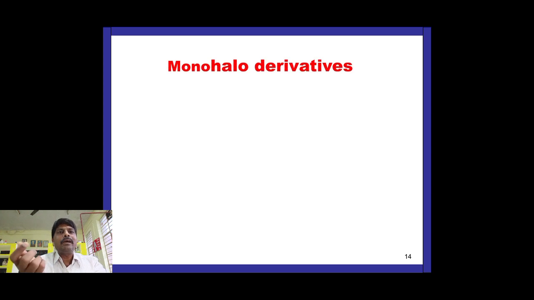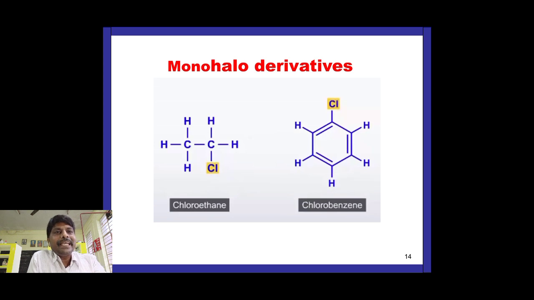So take first the monohalo derivatives. Mono means single. They contain a single halogen atom. You can see here chloroethane, which contains a single chlorine atom. Chlorobenzene also contains a single chlorine atom. If halogen derivatives contain only one halogen atom, those derivatives are called monohalo derivatives. What is the name of the first one? Chloroethane, because it contains a single Cl. Next, chlorobenzene. In benzene, one H is replaced by Cl.